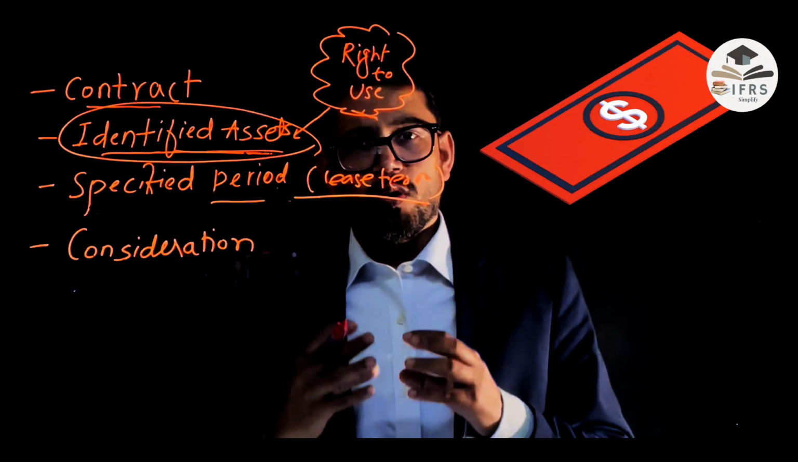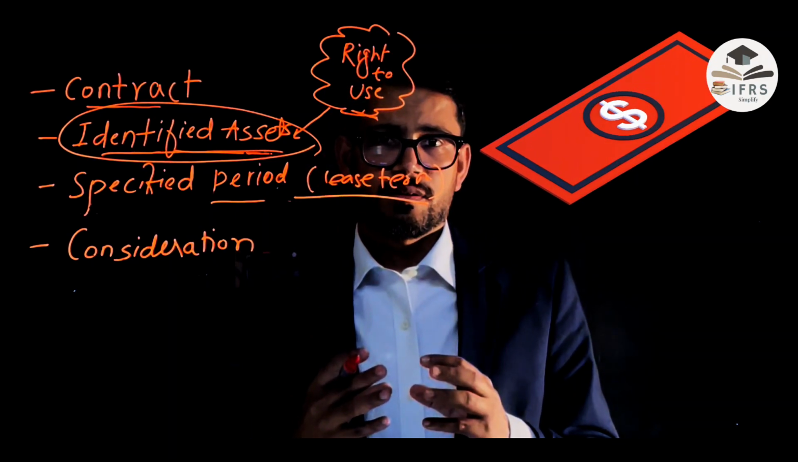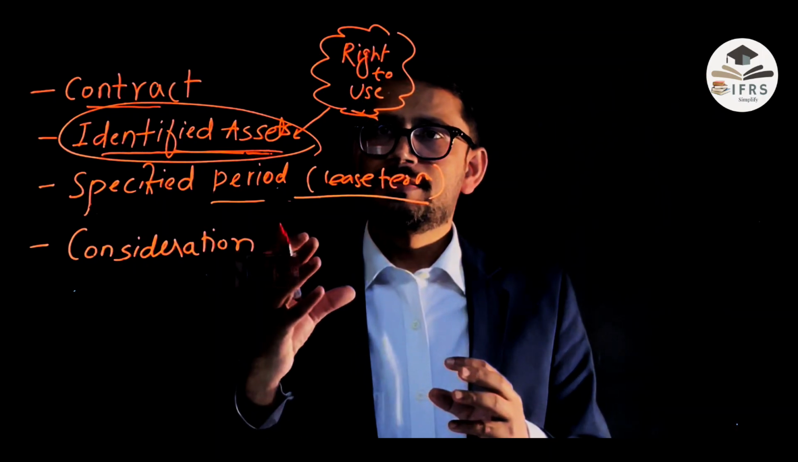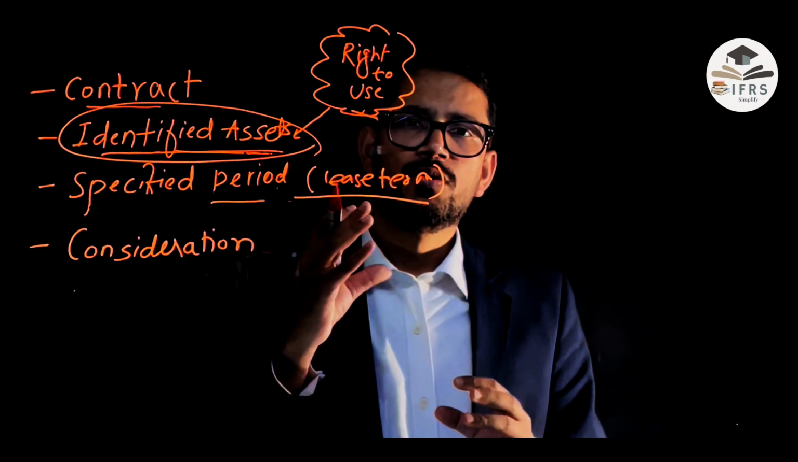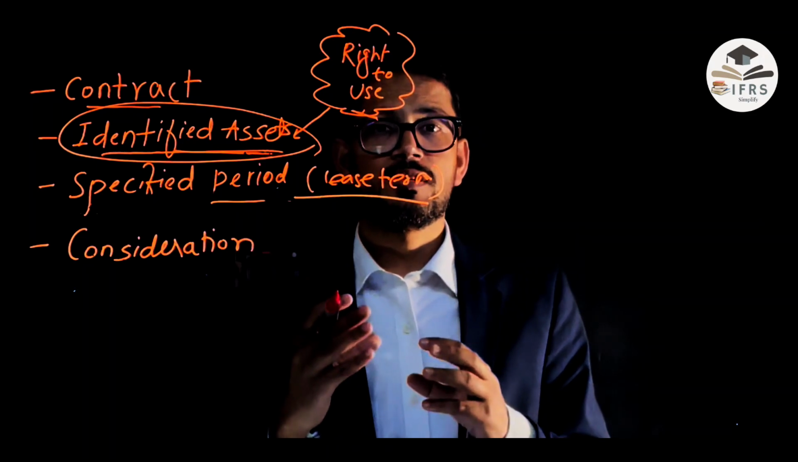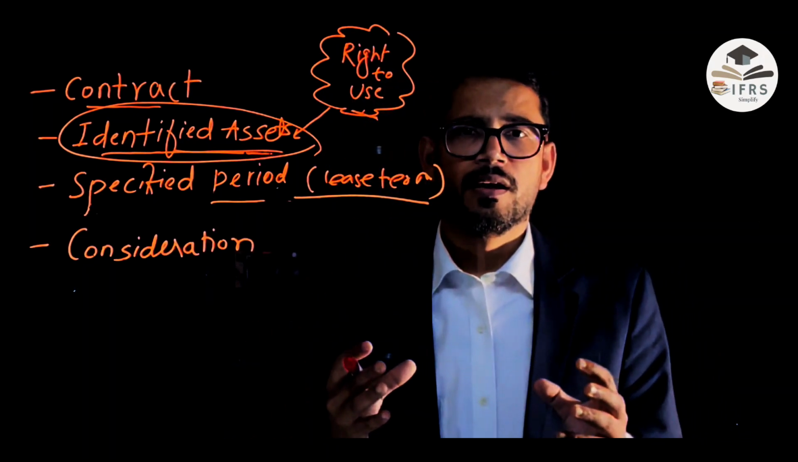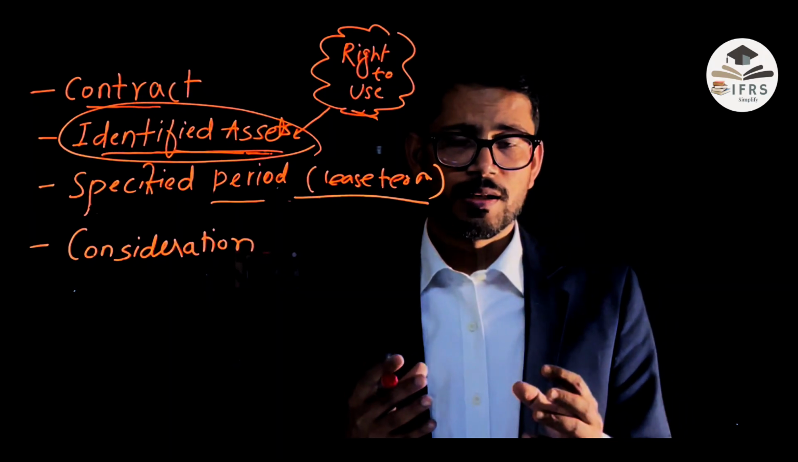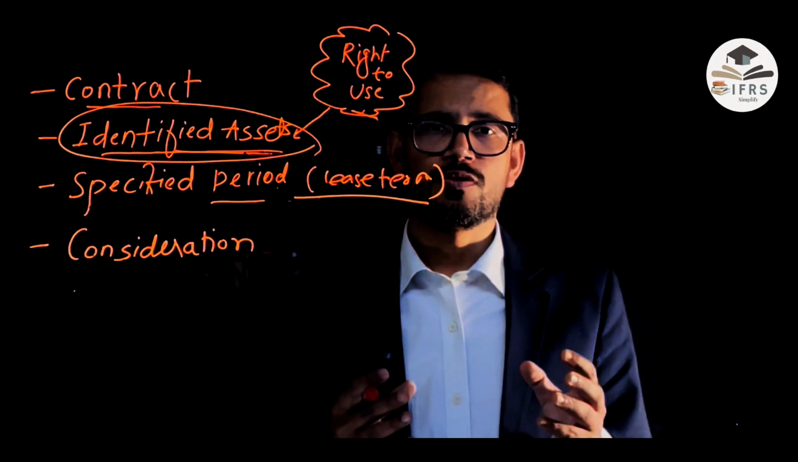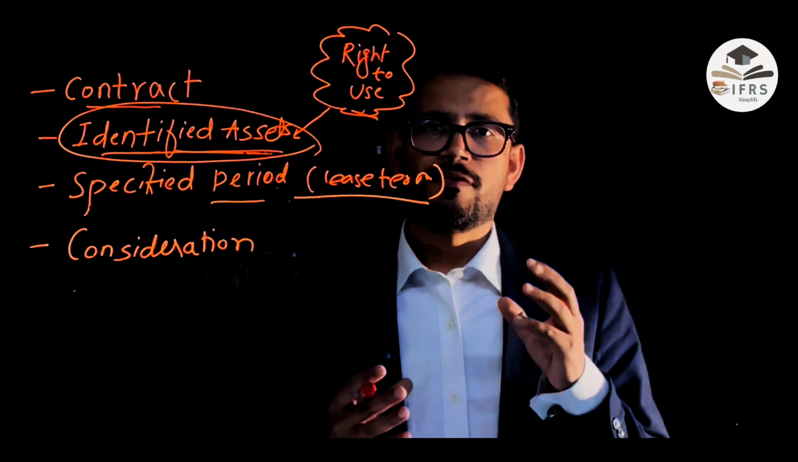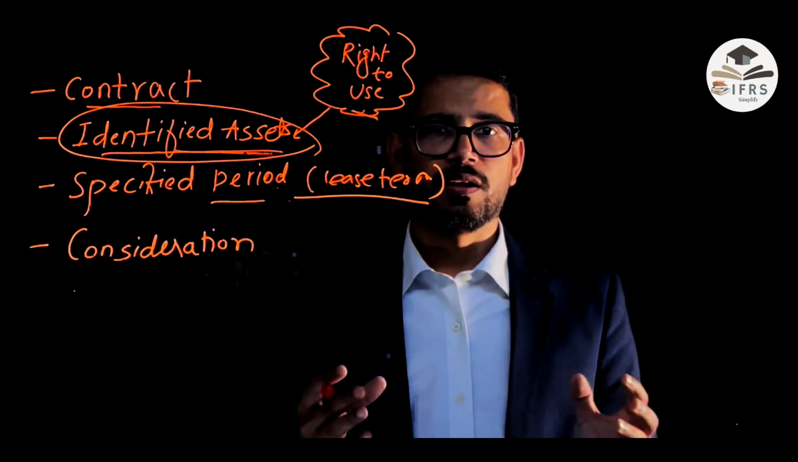And this contract always has a consideration. So this identified asset is one where the lessee is getting the right to use the asset in exchange for the consideration. Consideration is not defined in IFRS 16. It's defined in other standards, which you can refer to in IFRS 3 and IFRS 15.